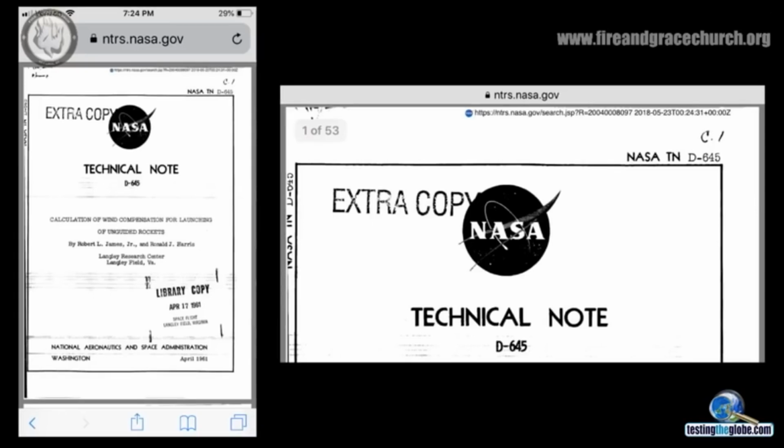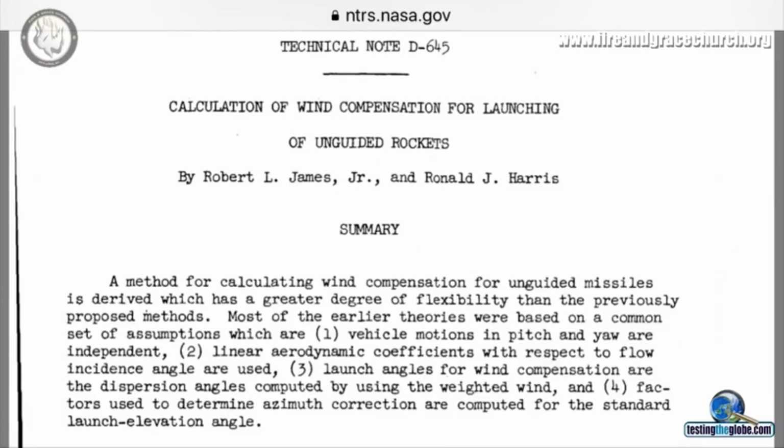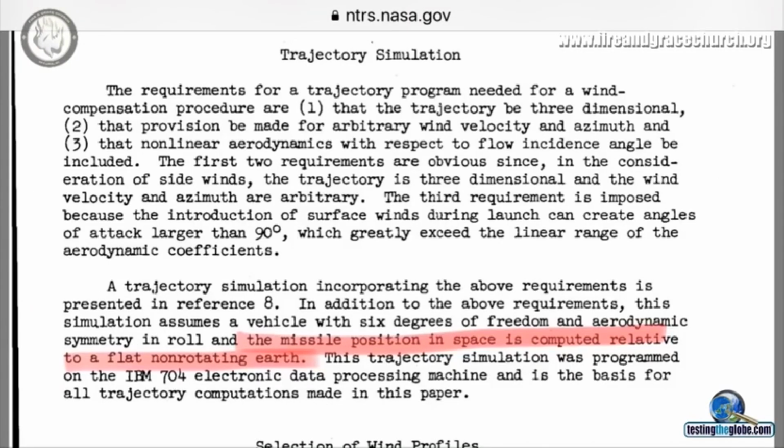April 1961, National Aeronautics and Space Administration, calculation of wind compensation for launching unguided rockets. Rocket science, calculating wind. Pretty important thing to know. Summary, here's what we're up to. The missile position in space is computed relative to a flat, non-rotating Earth. April 1961, NASA technical document for calculating unguided missiles, not anything we're sending into space. Unguided missiles like the V2.